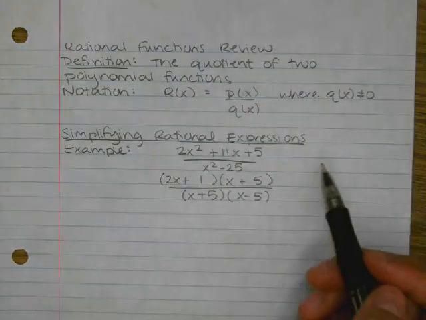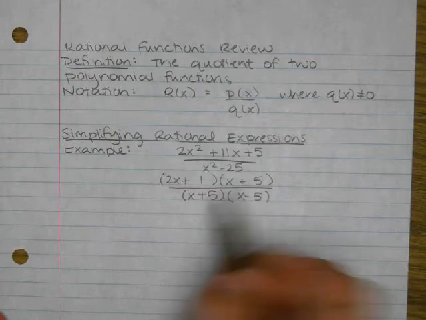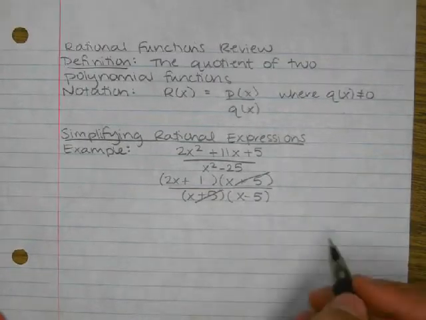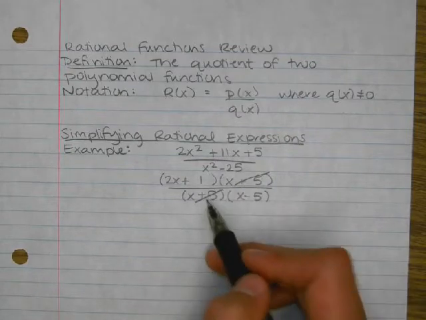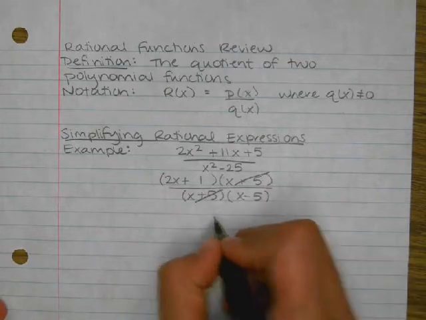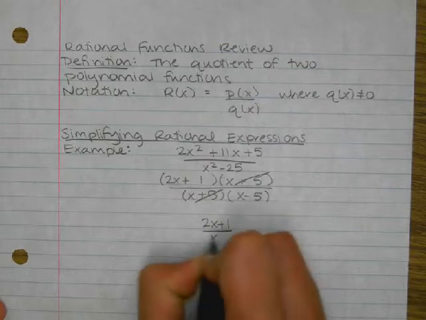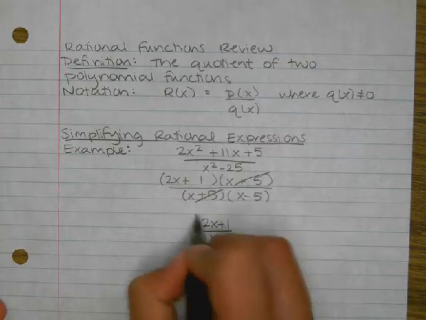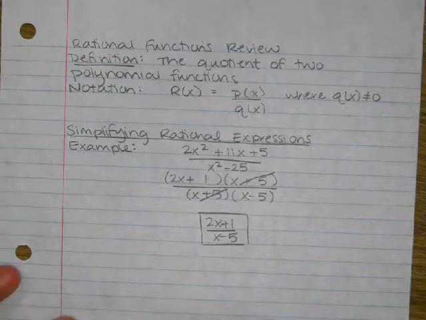Now at this point, I can continue simplifying because I see that I have multiplying by x plus 5 and dividing by x plus 5, and those two operations cancel each other out. X plus 5 over x plus 5 is the same thing as 1. So I'm just going to get rid of those. So this expression simplified would be 2x plus 1 over x minus 5. So when we simplify expressions, we will often factor.